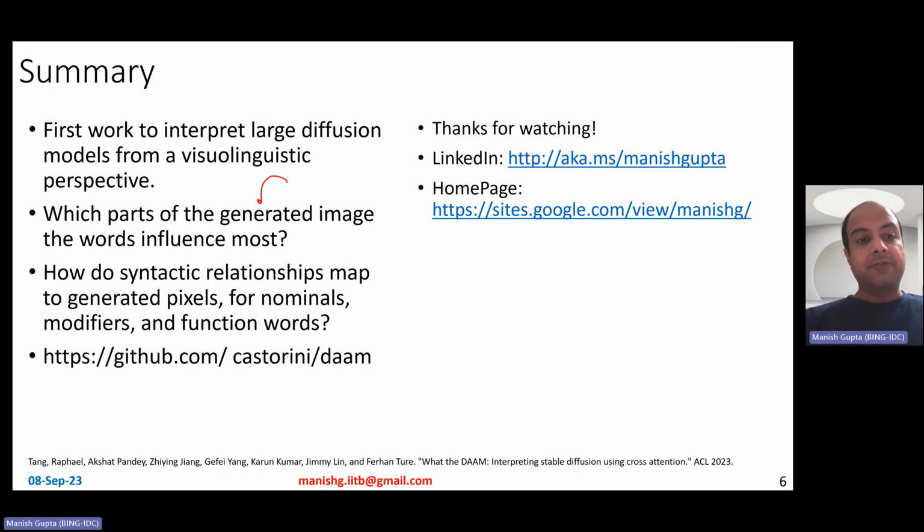Okay. The other kinds of questions that they try to answer as part of this work are how syntactic relationships map to generated pixels. For example, if there are numbers, what kind of pixels get activated a lot, or get generated to reflect that number in the caption. If there are adjectives or adverbs, which parts of the images get generated to reflect the semantics of those adjectives or adverbs in the input text caption. Okay, so that's it for this video.